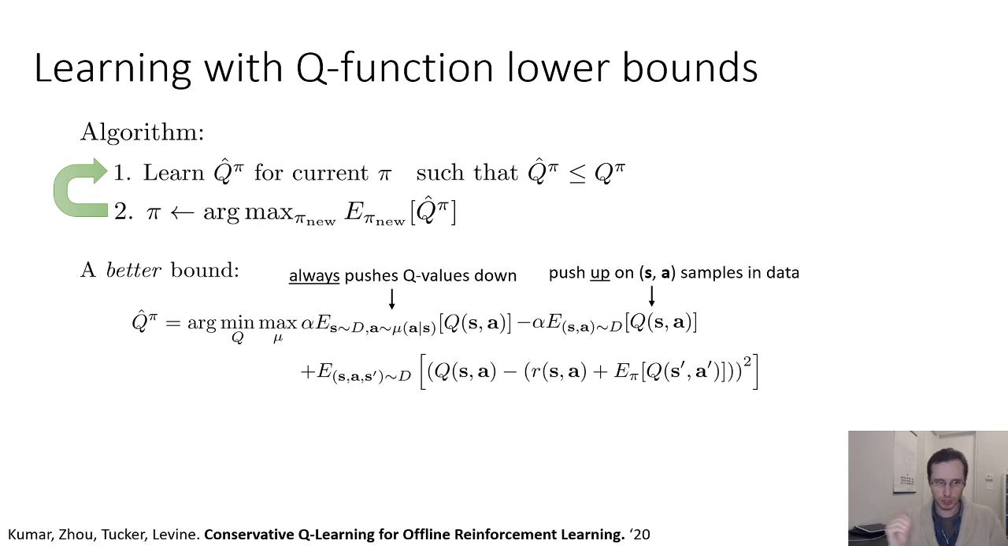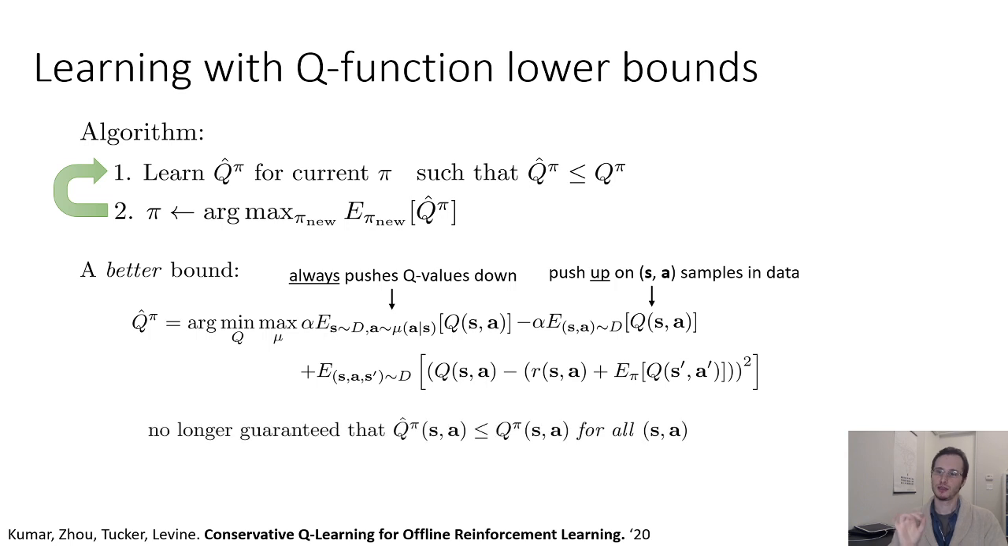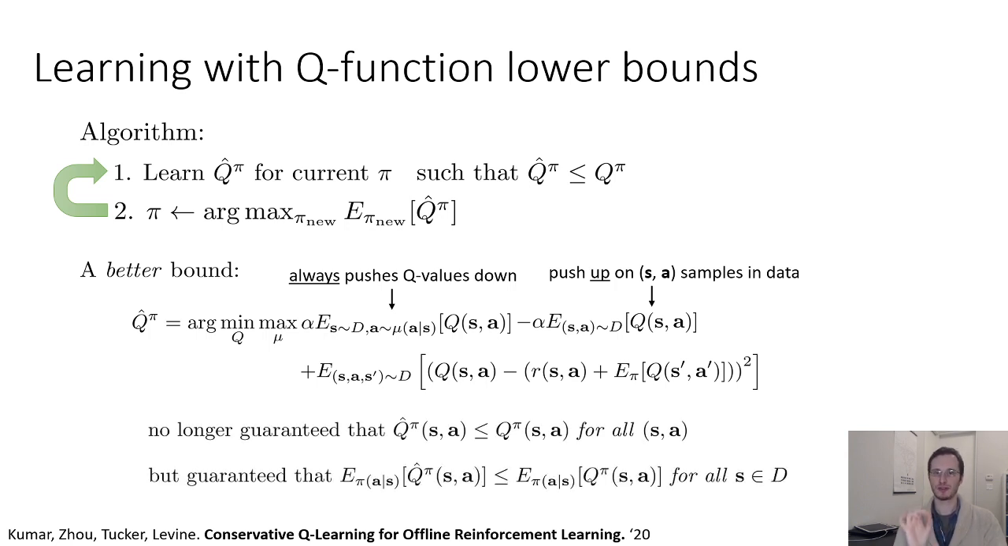So this will push the policy towards the training distribution, and as it gets closer to the training distribution, the effect of the regularizer begins to cancel out more and more. This no longer gives us a pointwise bound for all S, A, but we can still prove that we are guaranteed to have a lower bound in expectation under our learned policy, which is all we really want because all we want to do is evaluate our policy.